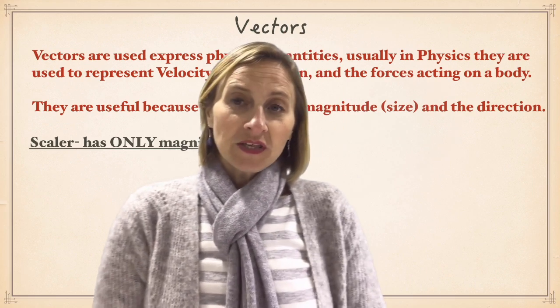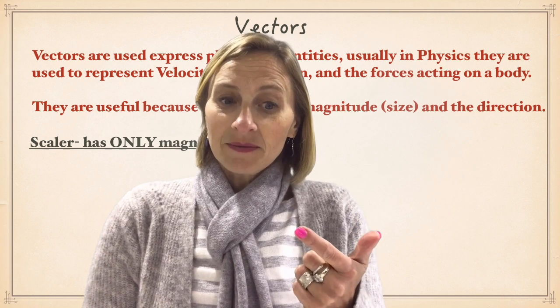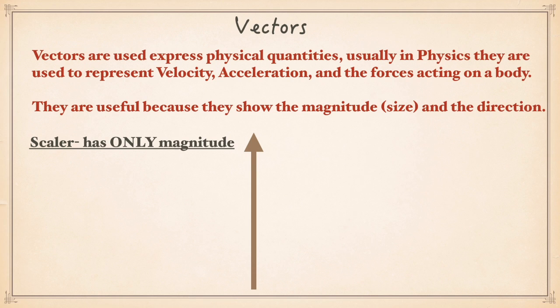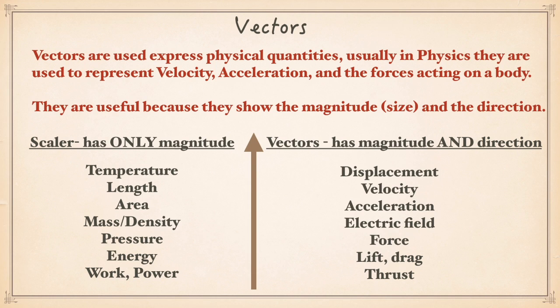You're going to hear different words in this topic. Two words in particular: the word vector and the word scalar. A scalar has only magnitude. It's just a number, like temperature or length or area, mass, density, pressure, energy, work or power. They're all just scalars. Then we have vectors, and vectors have both magnitude, size, and direction. Some examples of that are displacement, velocity, acceleration, electric fields, forces, lift, drag. You would have heard of those in science.